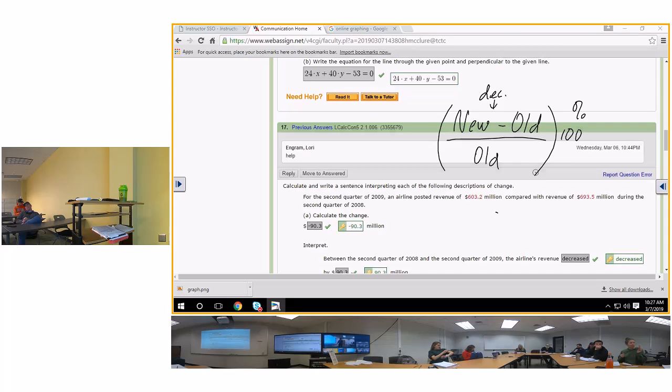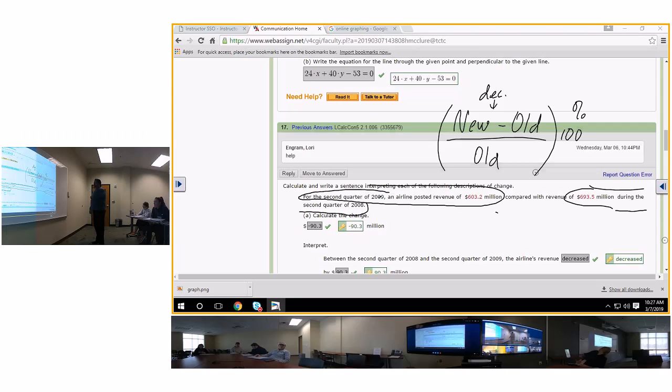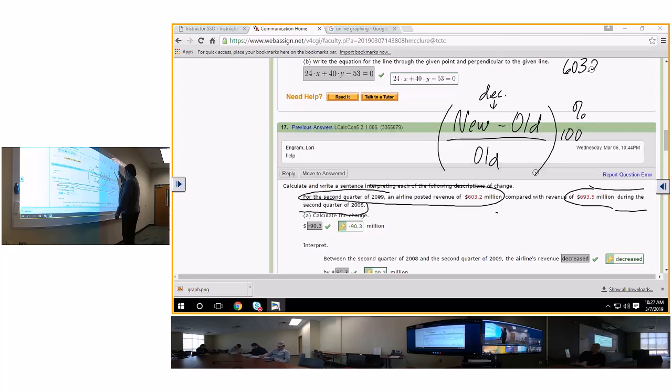So what does this say? For the second quarter of 2009, the airline posted blah, blah, blah. All you need is the red. 603.2. The revenue, compared with the revenue during what? 2008. So which one's old? The second one. So write that down, put it in the old position. So we got 603.2 minus 693.5 divided by 693.5. Somebody do that on your calculator.